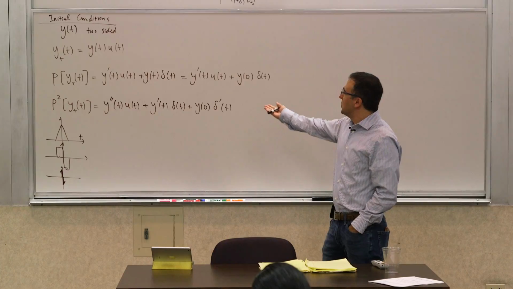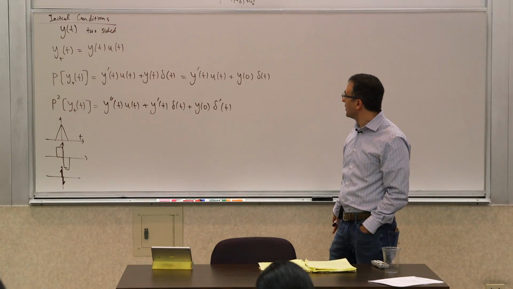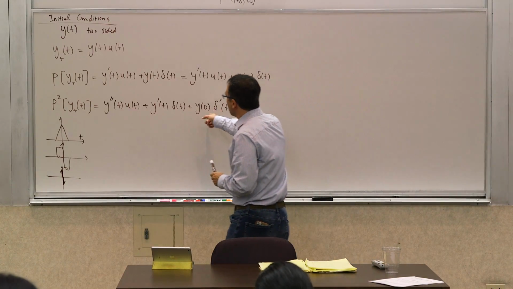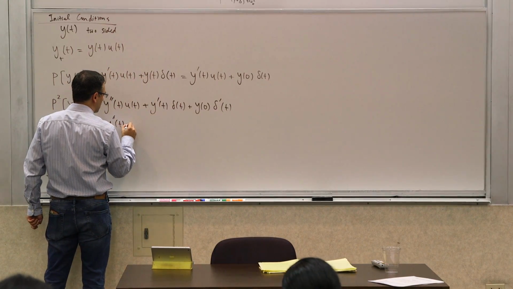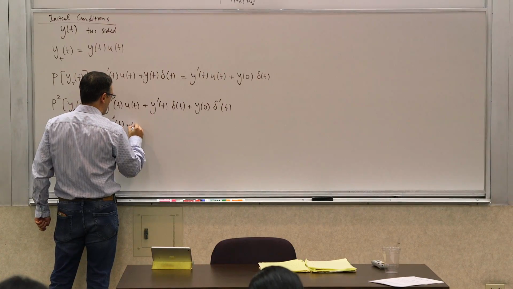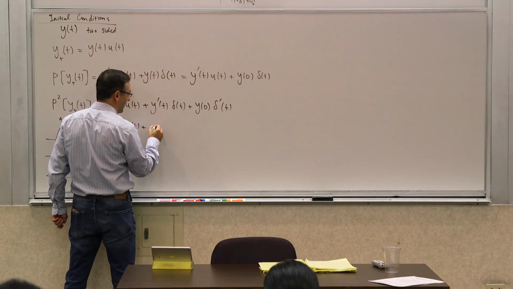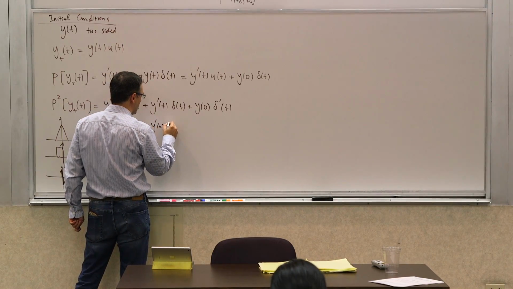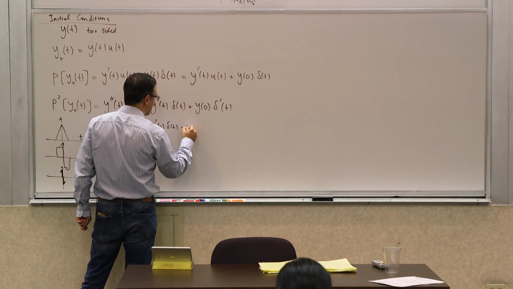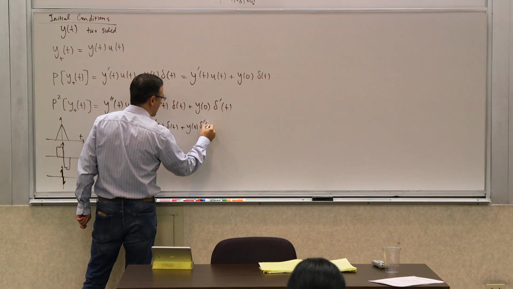So what do I do with this? What is this useful for? Well, I can simplify this a little bit too. So this is y double prime of t, u of t, plus the second term can be simplified to what? y prime of 0, right? delta of t, plus y of 0, delta prime of t.